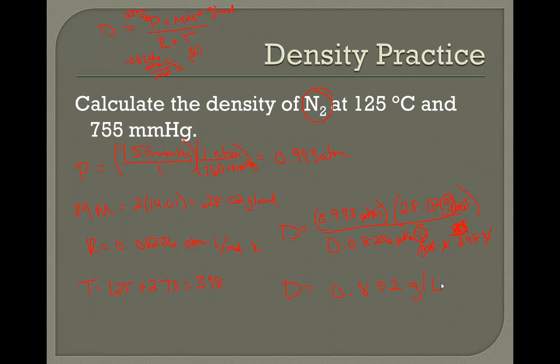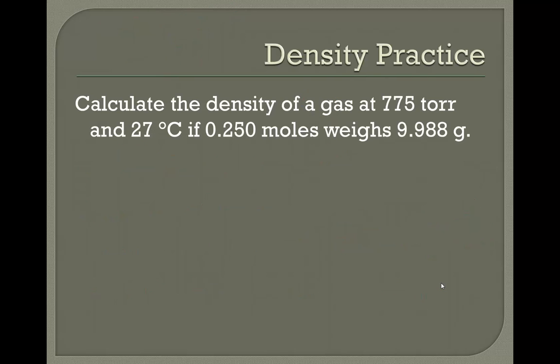Alright, let's try that again. This one's a little bit more difficult. So we're still using the same equation. D is equal to the P times the molar mass over the R times the T. So let's write out our units we need.